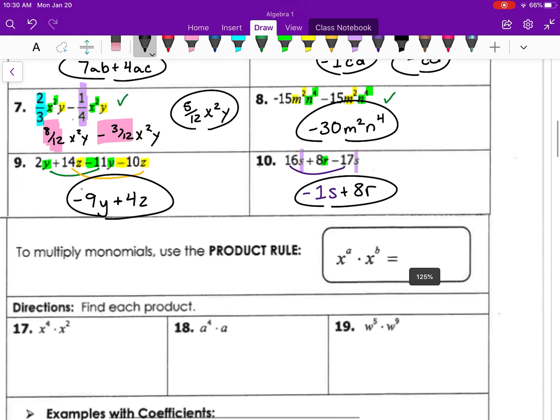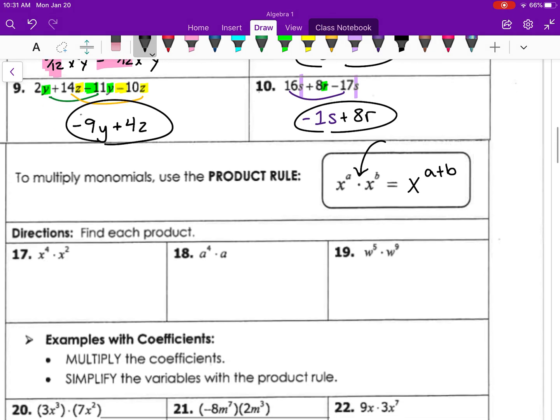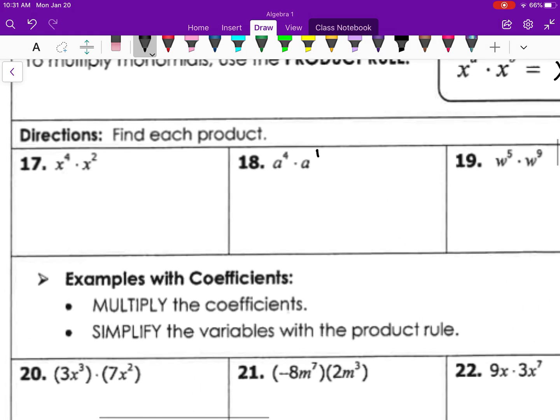Okay, a quick reminder of the product rule. When you are multiplying the terms together, you add their powers. X to the a plus b. Okay, so a quick refresher. We've already done this for quite a few days. X to the fourth times x squared would be x to the sixth, because 2 plus 4 equals 6.